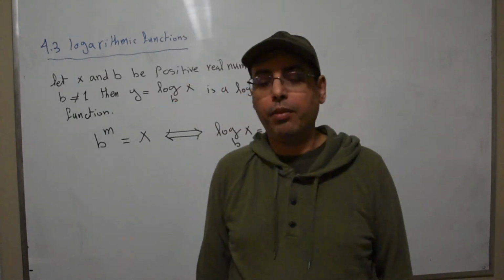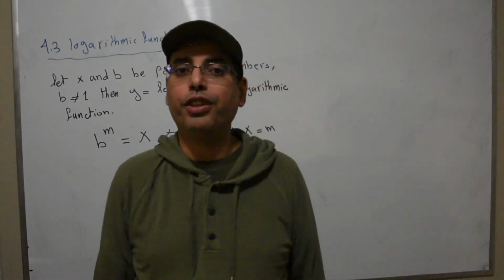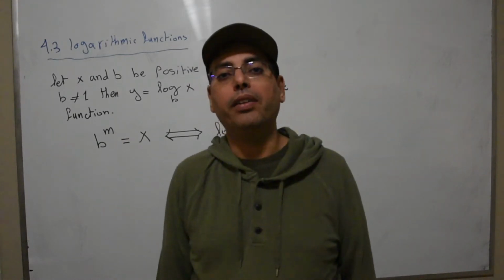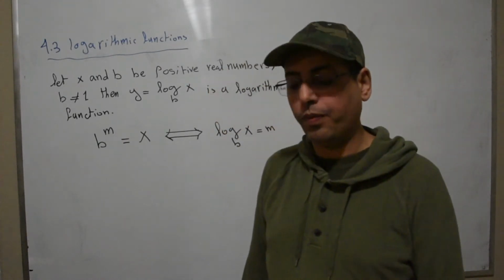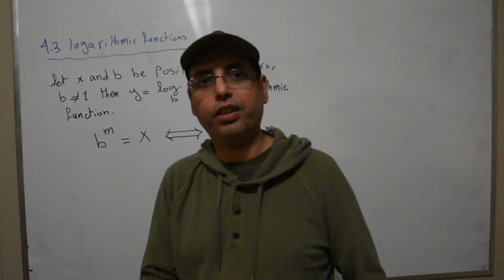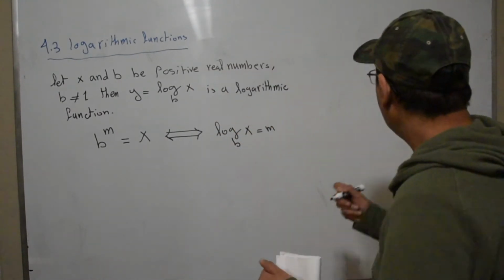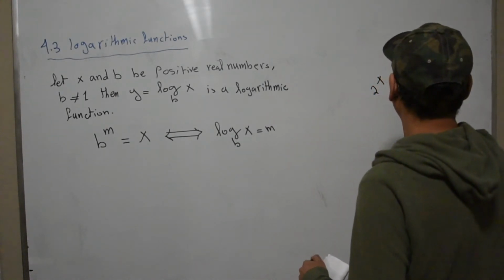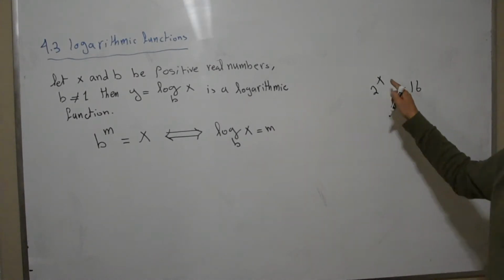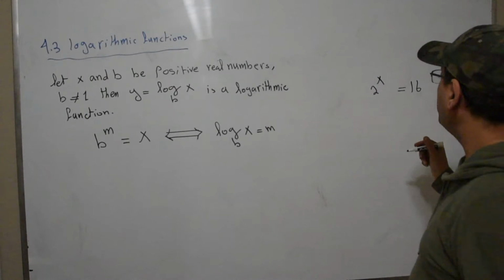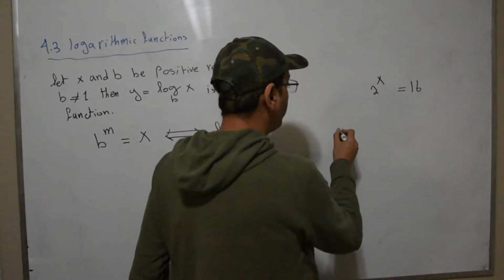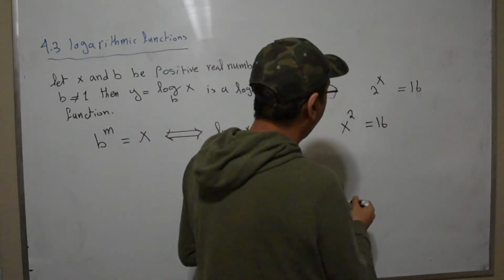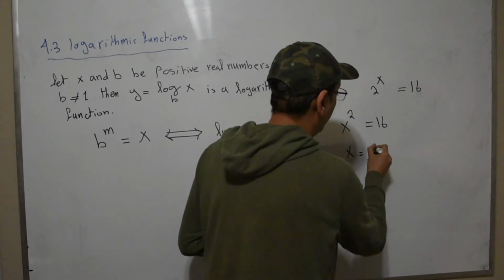Today we're going to talk about the logarithmic function, which is the inverse of what we learned last time about the inverse of the exponential function. So let's start with an example. If we say that 2 to the x equals 16, can you find x for me? We know before that if I ask you that x squared equals 16, you take the square root of both sides and get x equals plus or minus 4.